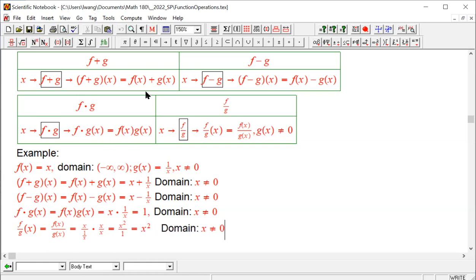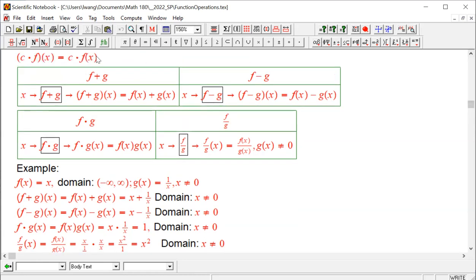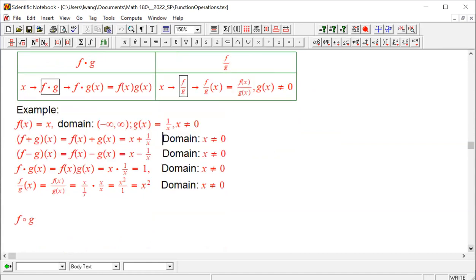You can see that we have any two functions, then we operate them by adding, subtracting, multiplying them, or multiplying by a constant, and we get a new function. The domain of the new function has to be the common part of the two domains. I believe this is not new to you, so I'm not going to give you more examples. We're going to move ahead to talk about the composition of functions.